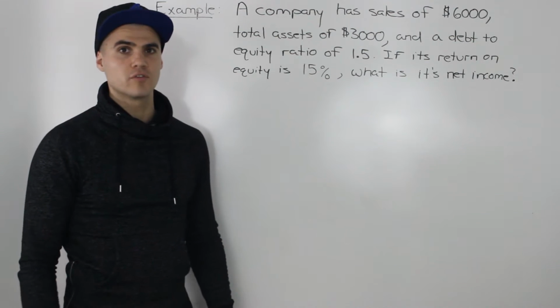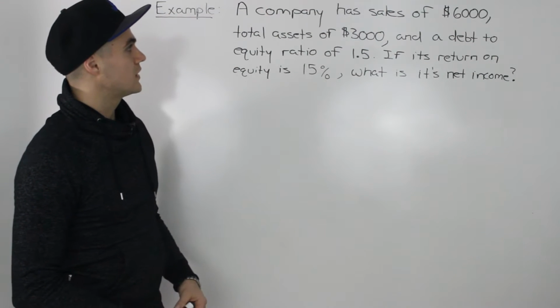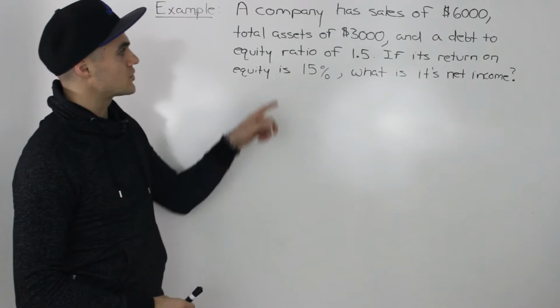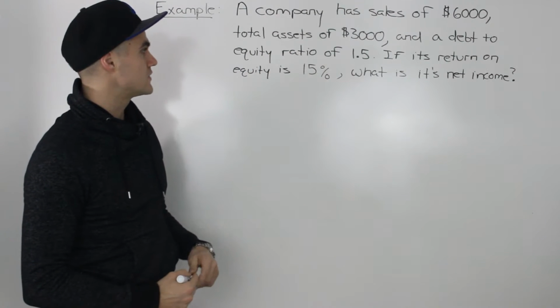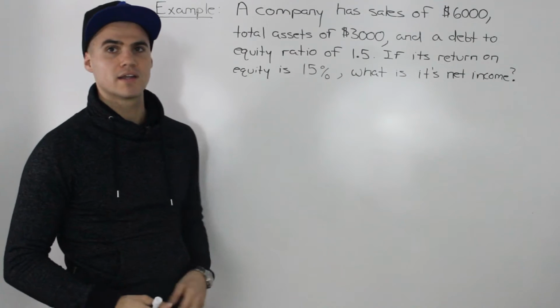Welcome back, everybody. Moving on to the next example, we have a company with sales of $6,000, total assets of $3,000, and a debt-to-equity ratio of 1.5. If its return on equity is 15%, what is its net income?